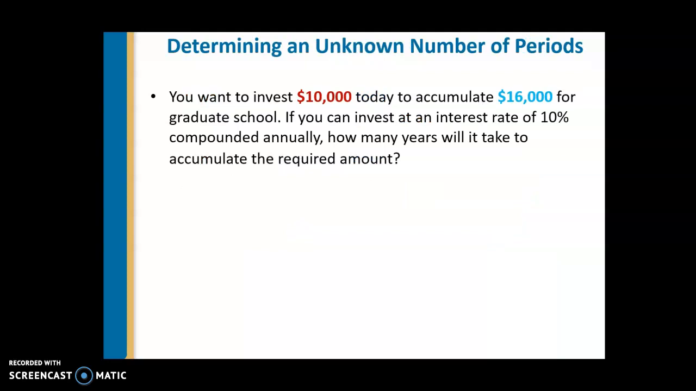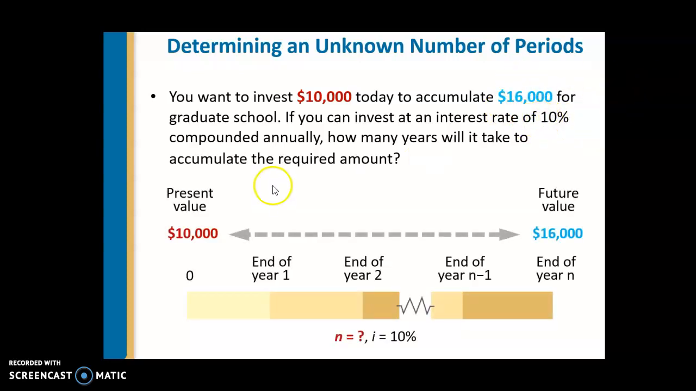Another problem. Suppose you want to invest $10,000 today to accumulate $16,000 for graduate school. If you can invest at an interest rate of 10% compounded annually, how many years will it take to accumulate the required amount? The present value equals $10,000. The future value equals $16,000. I equals 10%. What we don't know is how many years, the number of periods.